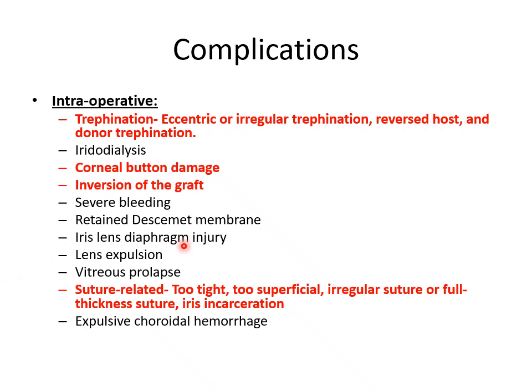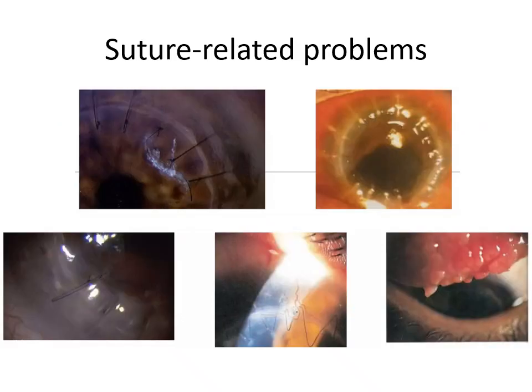Iris lens diaphragm injury, again, during the partial trephination, you can damage some of the intraocular structures unless you are careful. So iris lens diaphragm injury, lens expulsion, vitreous prolapse. Why lens expulsion and vitreous prolapse? Because now the cornea that was serving as a barrier to the positive vitreous pressure is gone. So the intraocular contents might be extruded if there is a very high positive vitreous pressure. Suture related complications, of course: sutures can be too tight, they can be too superficial, they can be irregular. You can take a full thickness suture or you can incarcerate the iris while taking a suture bite. And of course, expulsive choroidal hemorrhage, again because of increased vitreous pressure.